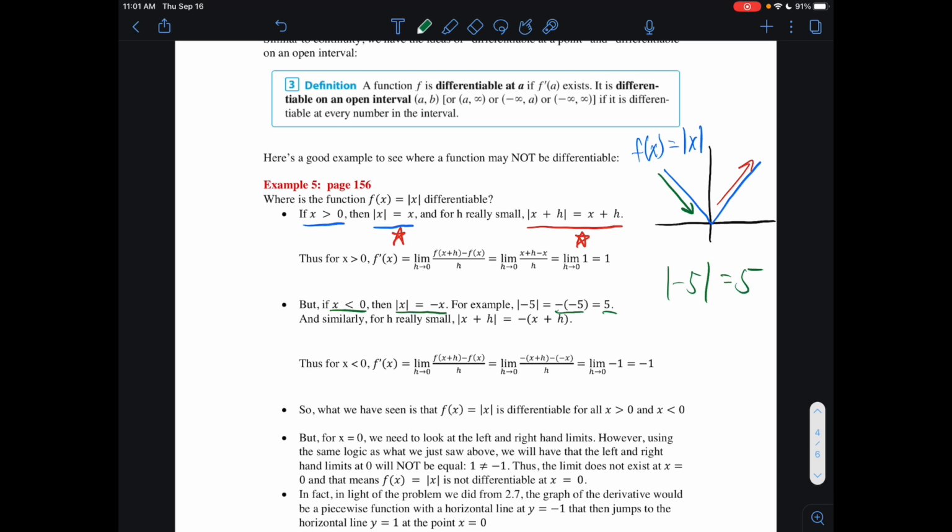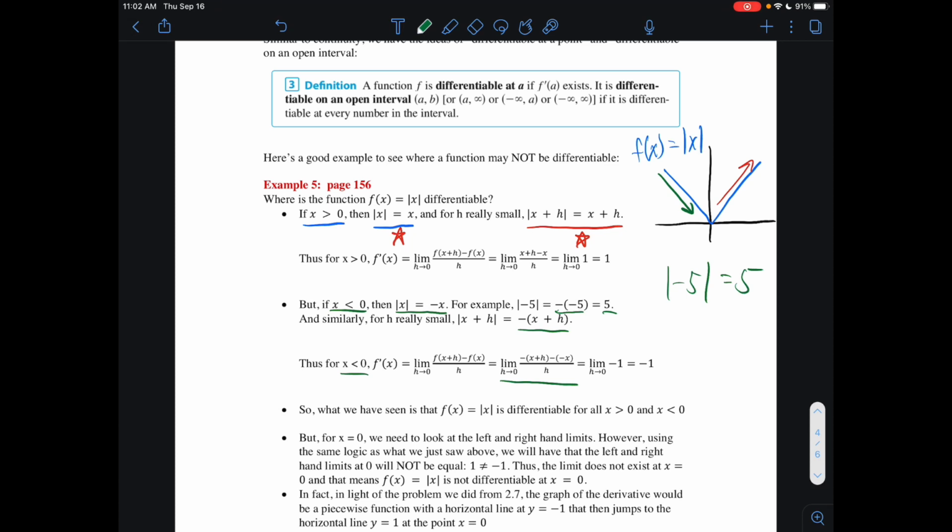So then in a similar fashion, for a very small value of h, the absolute value of x plus h becomes negative, parentheses x plus h. So then if we use our definition of the derivative for x less than 0, we end up with the limit as h approaches 0 of f of x plus h minus f of x divided by h. That gives us negative parentheses x plus h minus negative x, just by using what I detailed in the point above, all divided by h.